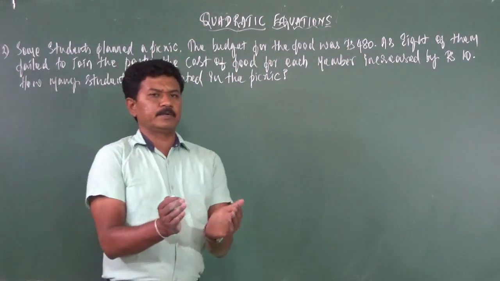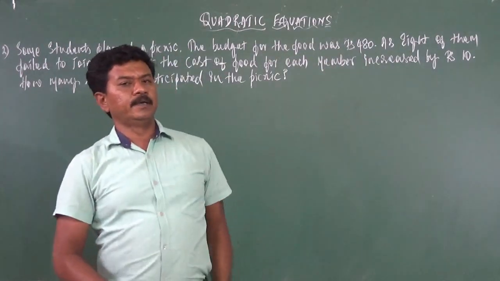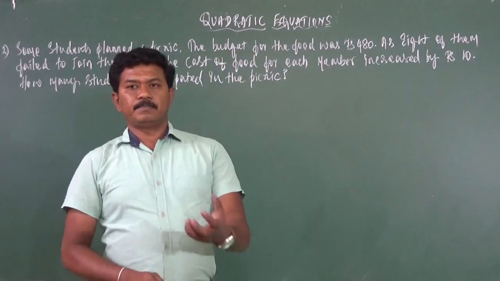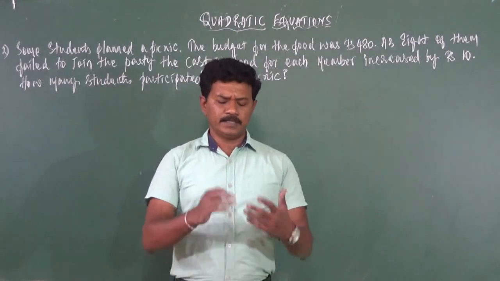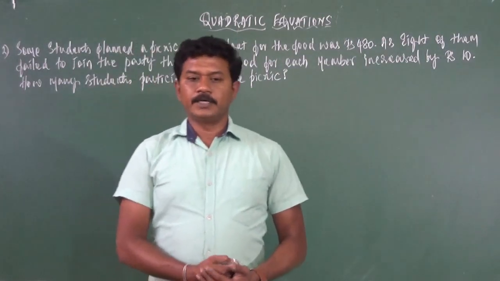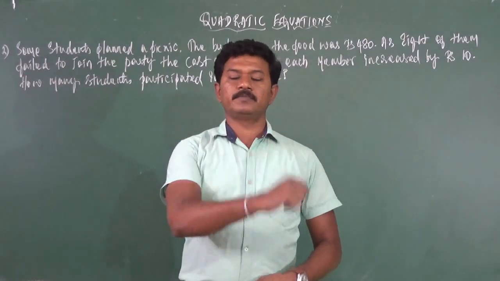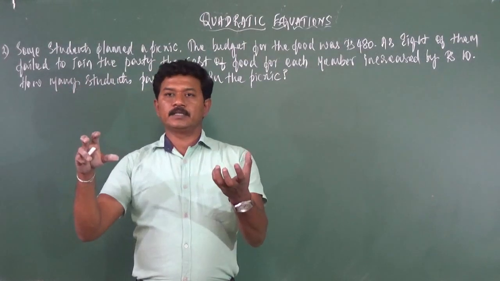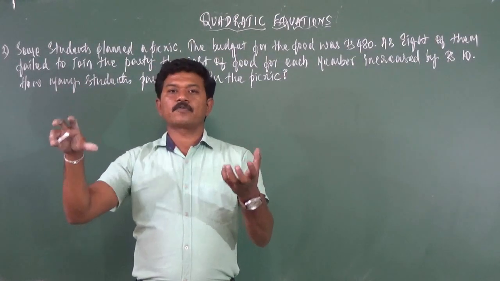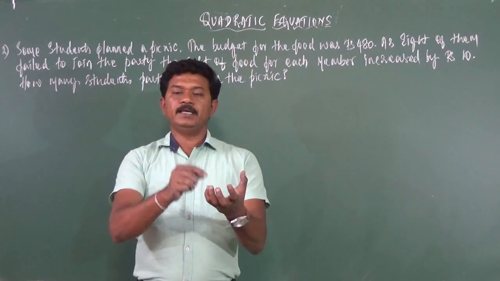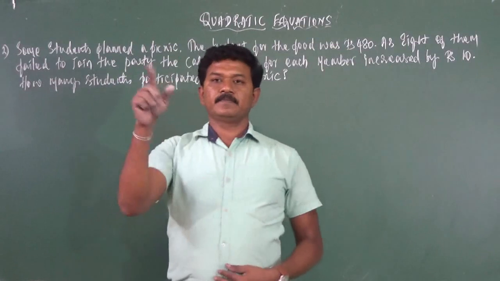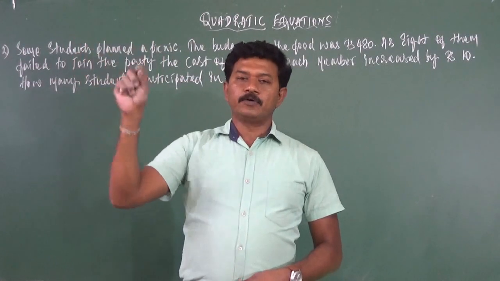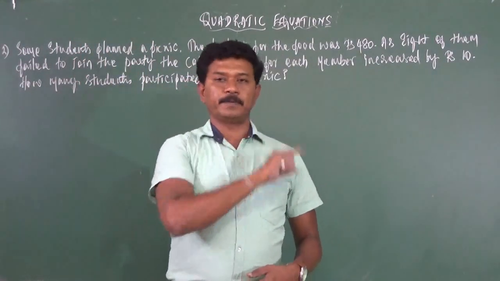We do not know how many students started for the picnic. Maybe X number of students started for a picnic, and the budget for the food was rupees 480. A very simple logic I want to discuss here. Per head, what is the amount to be collected? Budget for the food is 480 rupees. X number of students are there. So for food, what is the amount paid by each student? You have to divide that 480 by X. Then we get the amount paid by each student for the food, right?